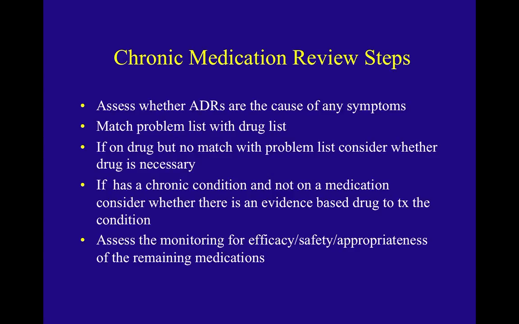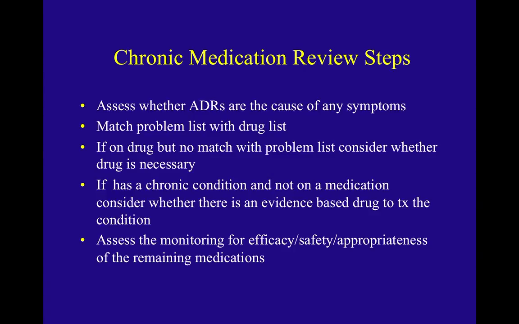So obviously when we do our medication regimen review, we want to think about those key steps. We want to assess whether ADRs are a cause of any symptoms. We want to make sure we match the problem list with a drug list. If they're on a drug but no match with the problem list, consider whether the drug is necessary. If it has a chronic condition and not on a medication, consider whether there is an evidence-based drug to treat that condition. And you want to assess and monitor for efficacy, safety, and appropriateness of that remaining medication.